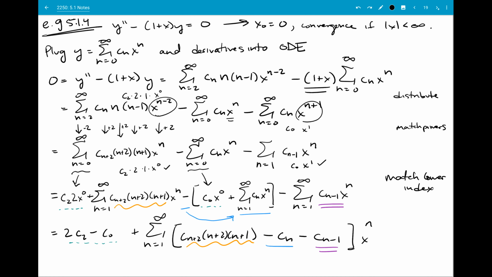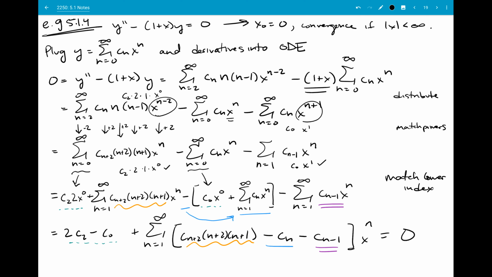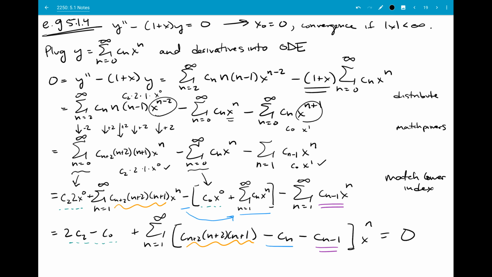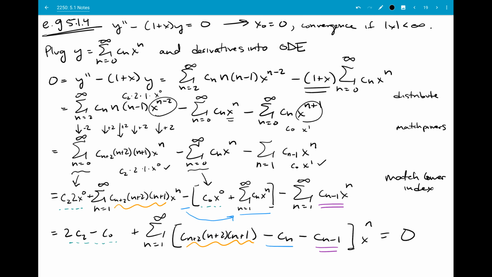So next up is finding those coefficients so that this is equal to 0. I'm going to write those right now, and then we'll continue actually finding those relationships in the next video. So we've got 0 is equal to 2c2 minus c0 is our first, and then (n+2)(n+1) c_{n+2} minus c_n minus c_{n-1}. So we'll plug those into our coefficients in the next video and wrap up this section.